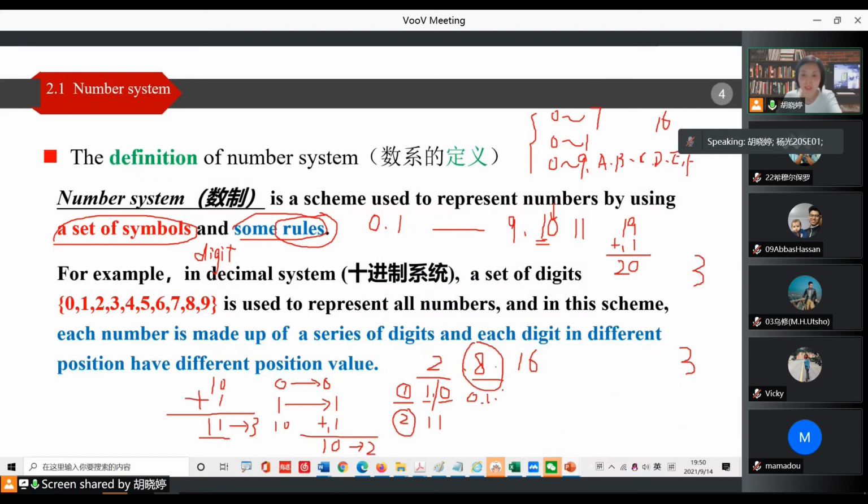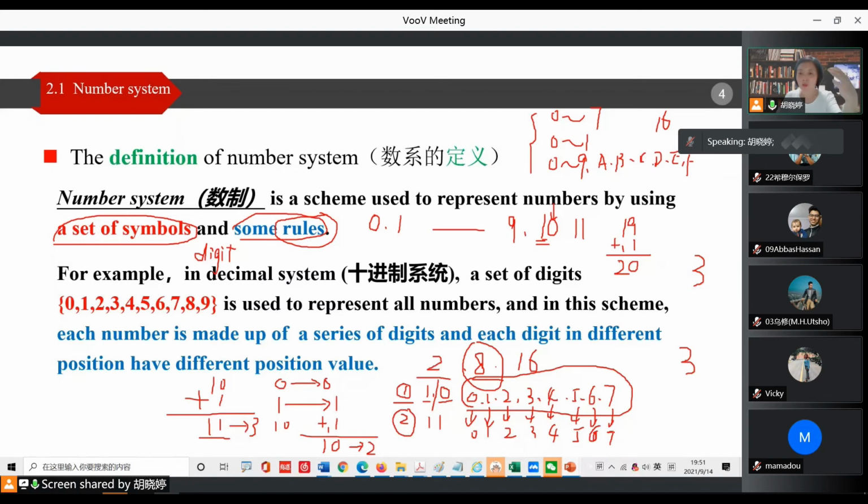In the octal system we have 0, 1, 2, 3, 4, 5, 6, 7. So we have 8 symbols to represent any number. In order to represent 0, we use 0. To represent 1, we use 1. To represent 2, we use 2. 3, 4, 5, 6, 7. Okay. Now, how to represent 8?